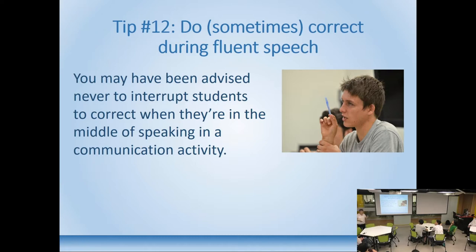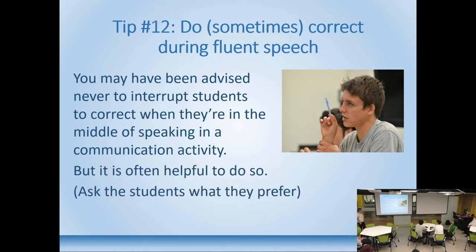But it doesn't necessarily produce lack of comprehension. And the classic example for lower-level students anyway is the third person S in the present simple, which beginners typically omit, which does not lead to misunderstanding, but which needs to be corrected. It is often helpful to do so.